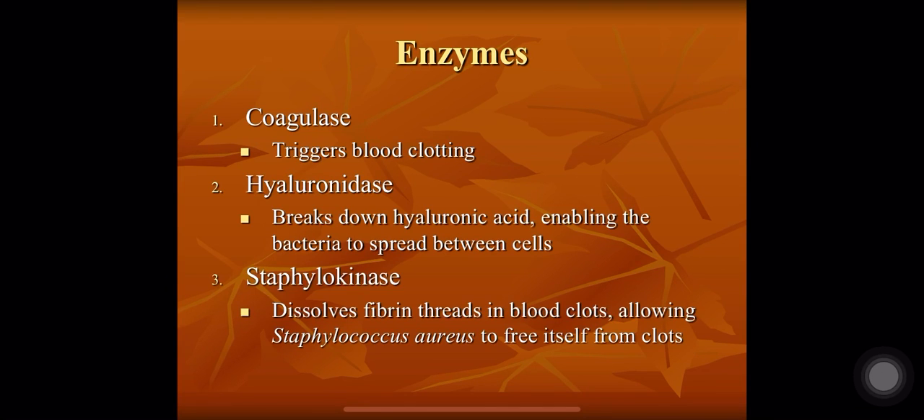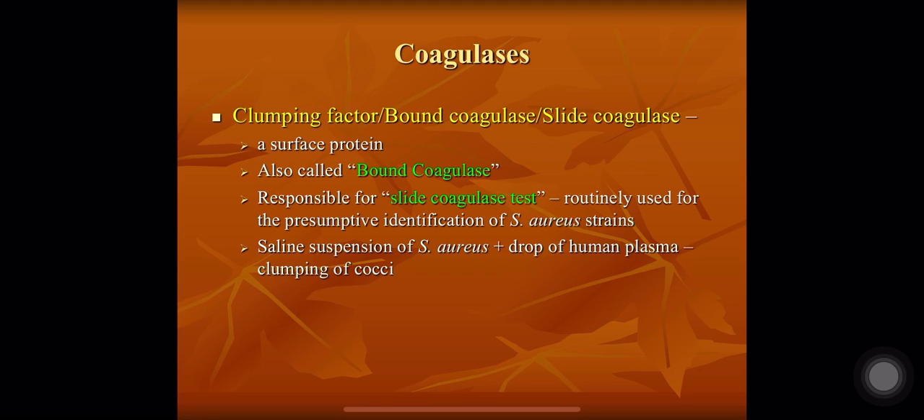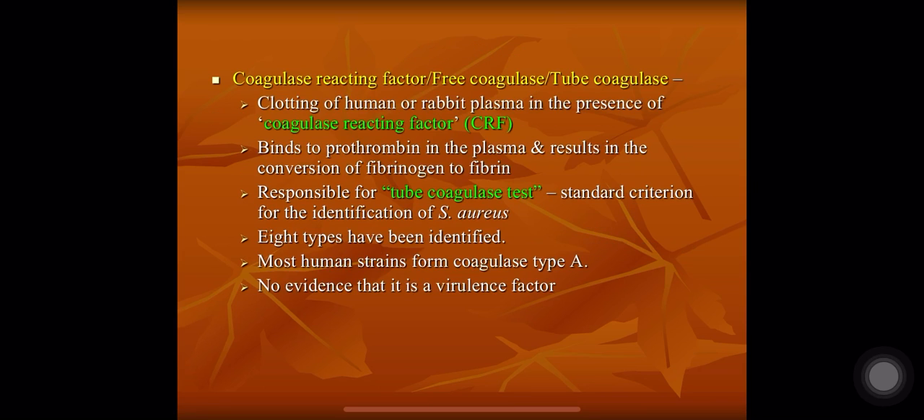Staph aureus produces various enzymes like coagulase, hyaluronidase, staphylokinase, lipase and beta-lactamases, which are various virulence factors of this organism. It produces bound coagulase and free coagulase, two kinds of enzymes. The bound coagulase enzyme is responsible for the slide coagulase test, and the free coagulase enzyme is responsible for the tube coagulase test. In the tube coagulase test, the free coagulase does clotting of plasma with the help of the factor known as coagulase reacting factor.